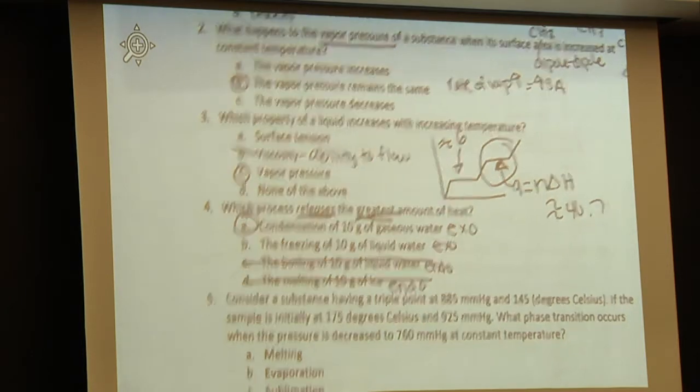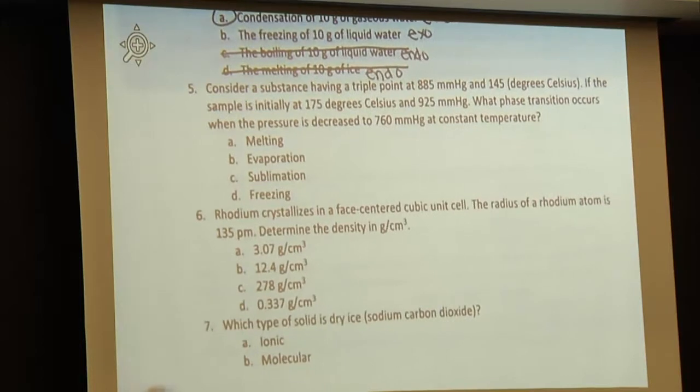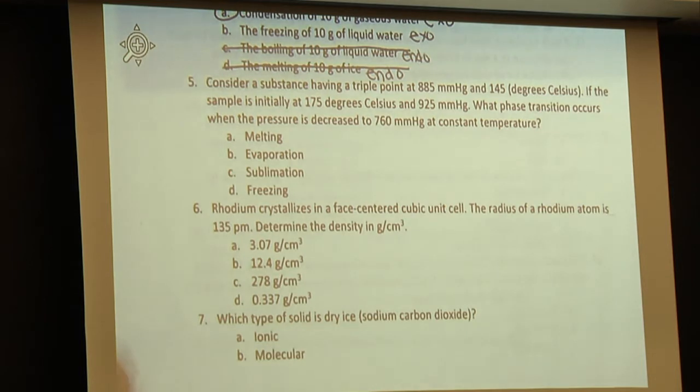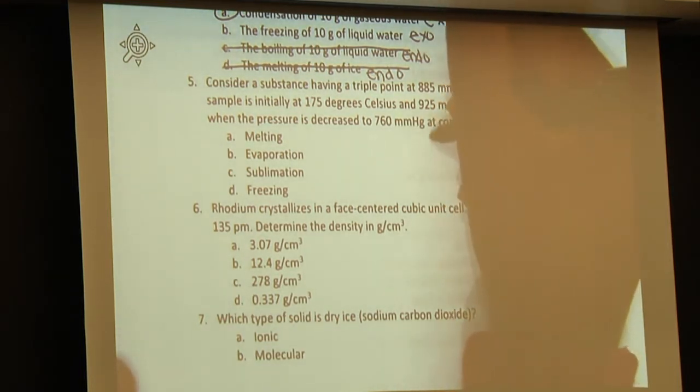All right, number 5. Consider a substance having a triple point at 885 millimeters mercury and 145 degrees Celsius. If the sample is initially at 175 degrees Celsius and 925 millimeters mercury, what phase transition occurs when the pressure is decreased to 760 millimeters mercury at constant temperature?